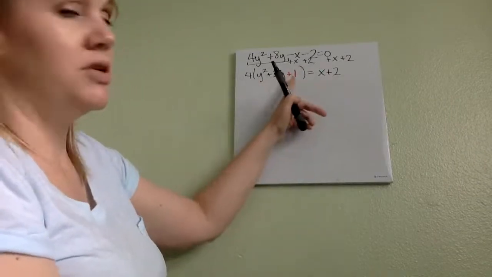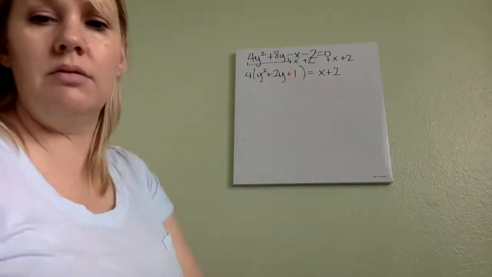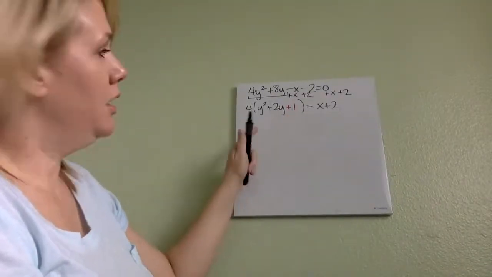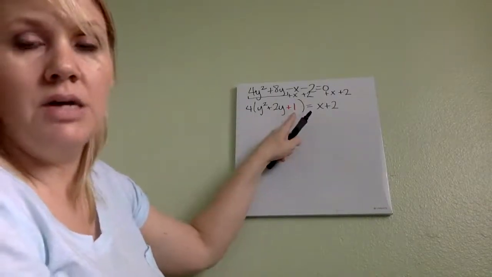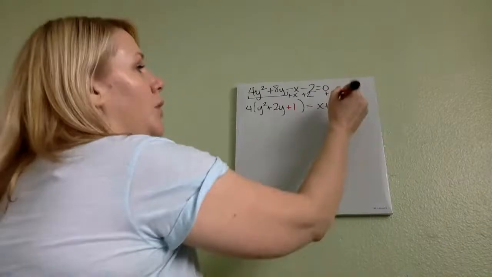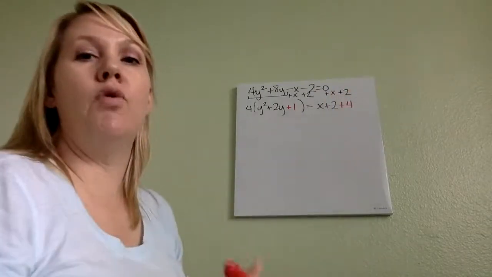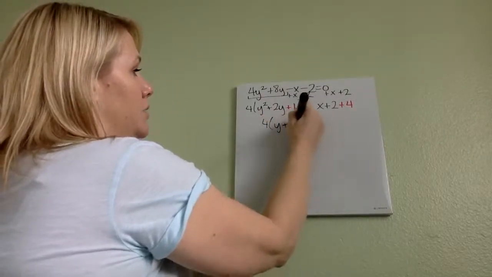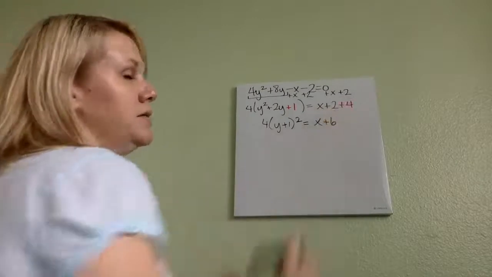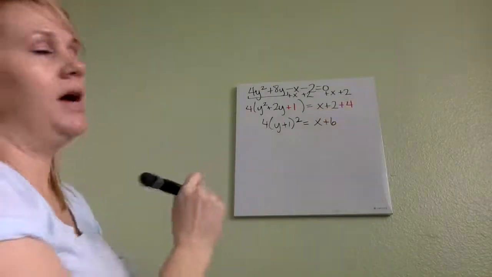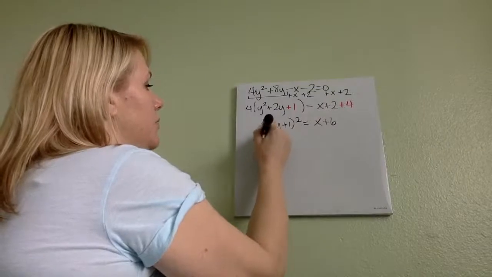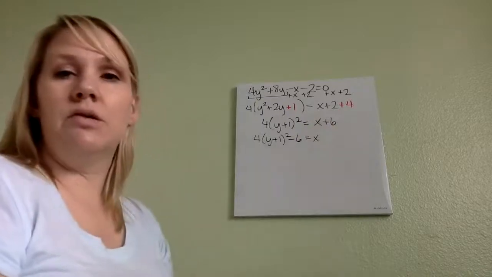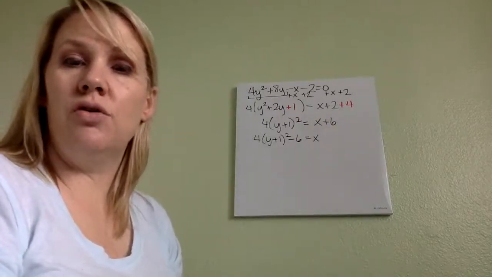Now, on the left-hand side of the equation, that's not actually a 1. That's a 4 times 1, right? So 4 times 1 is 4, which means on the right-hand side of the equation, I would actually be adding a 4. So now on the left side, I have 4 times (y plus 1) squared equal to x plus 6. And then subtracting the 6 from both sides. That is my standard form equation for a horizontal parabola.